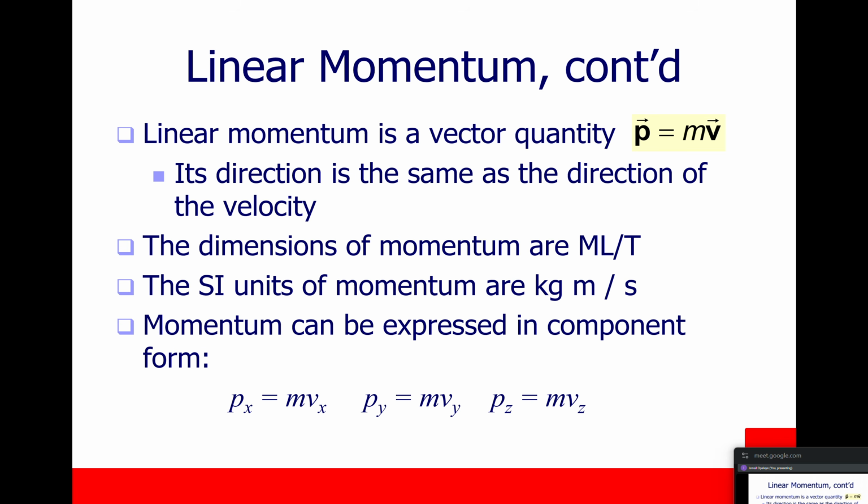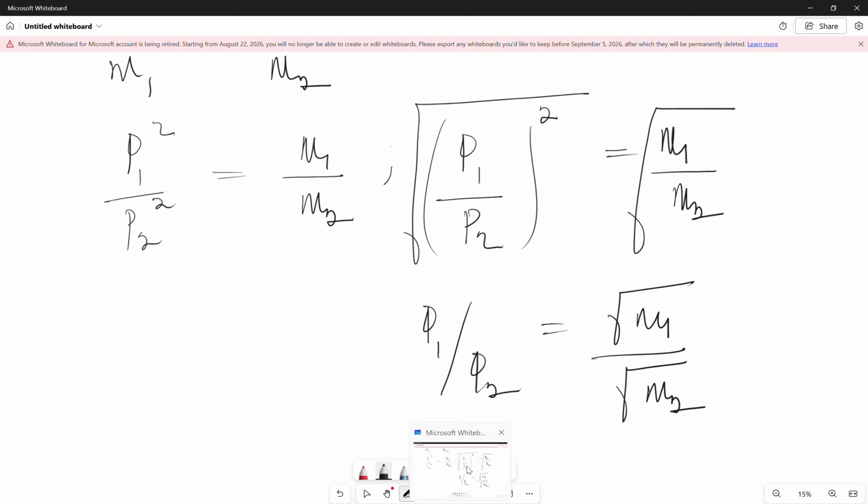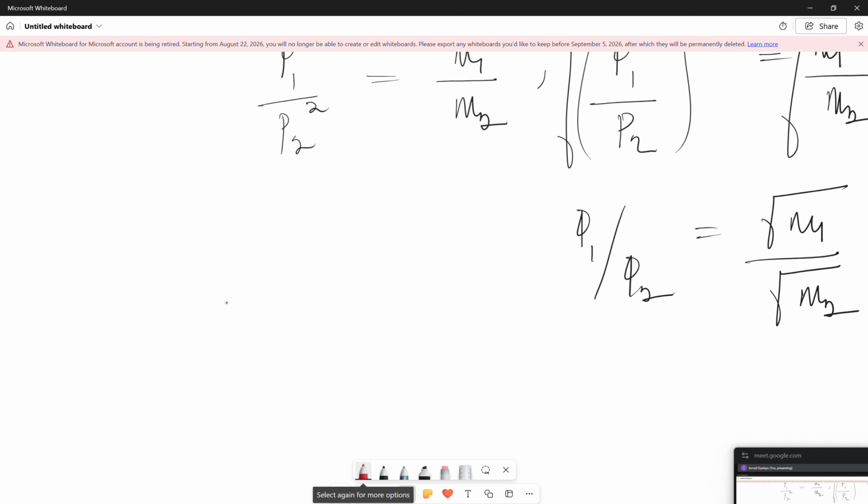Now, linear momentum is a vector quantity as earlier mentioned. p is equal to mass times velocity, and its direction is the same as the direction of the velocity. So if your direction of velocity is going this way, your momentum goes that way. If it is in the negative x direction, it also points that way as well. So when you are talking about dimensions of momentum, it is MLT raised to power negative 1, that is M L T^-1. I hope you still remember your dimensions and units very well.